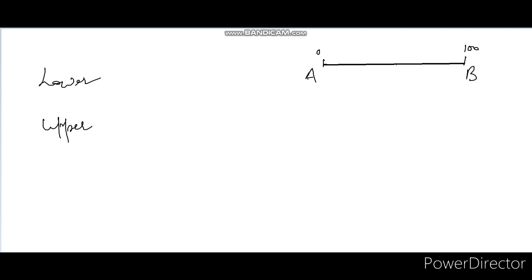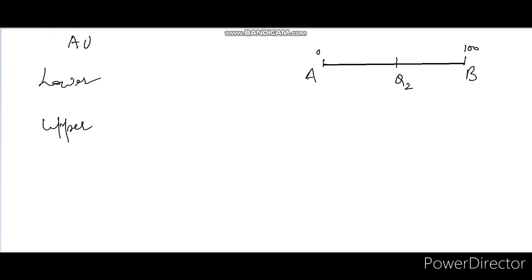Now suppose this is its middlemost value. If I represent this middlemost value by some point, let me write this as Q2. I will tell you why I am writing Q2. After taking this point Q2, I have divided the whole of the data into two equal parts.